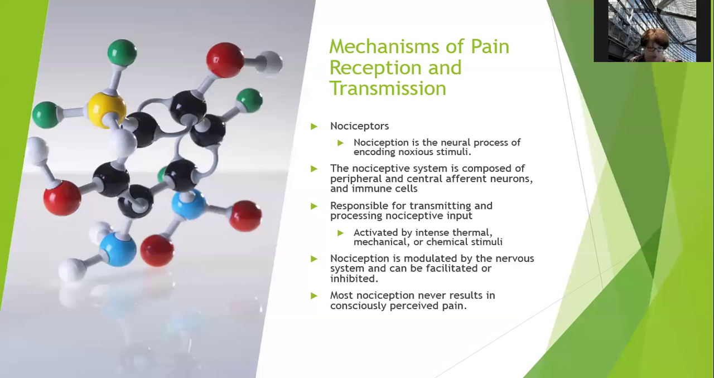So the nociceptors are responsible for transmitting and processing nociceptive input. It's a neural process, and nociceptors can be activated by intense thermal, mechanical, or chemical stimuli. So the nervous system says, okay, here's a noxious stimulus. I'm going to encode it and send it up to the brain. And then the brain gets to decide what to do with it. That's different from pain, which we just said is a conscious sensory and emotional experience associated with receptor input.